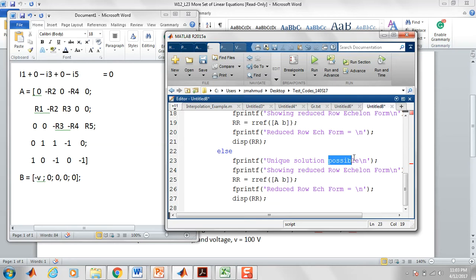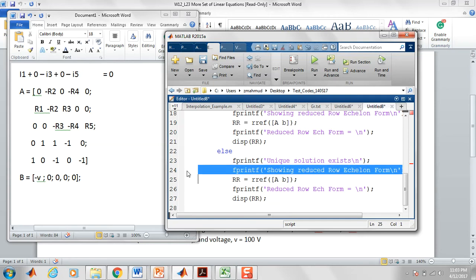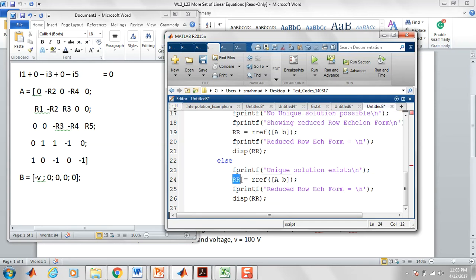Unique solution, I would say, exists, and delete this, and then instead of RR I'm going to write X equals, say, A backslash B. A backslash B. So I have the solution. Then you can say solution equals, and you can have this X printed directly using the display command or a printf command.